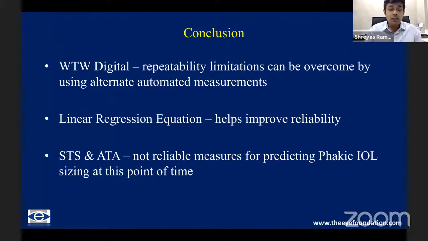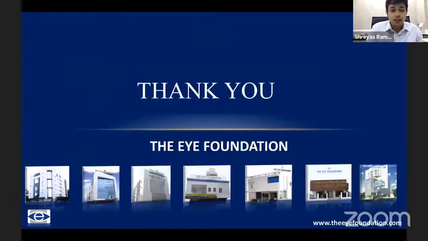So white to white repeatability limitations can be overcome by using alternate automated measurements, and the limitations of digital white to white, the inter-observer variability, can be reduced. Using linear regression equations will definitely help in improving reliability of the measurements. STS and ATA at this point of time are not reliable measures for predicting phakic IOL sizing. Thank you so much for your kind attention.